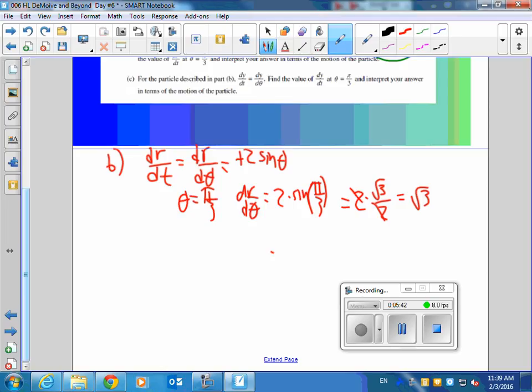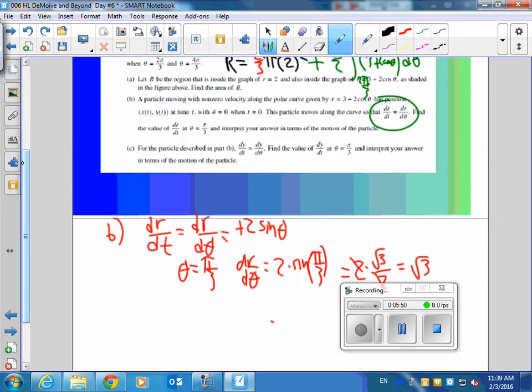And where did I lose my negative? Oh, I know what I did. So when I was reading this, this should be 3 plus 2 cosine theta. I thought it was a minus. So this is going to still be negative. So negative square root of 3.